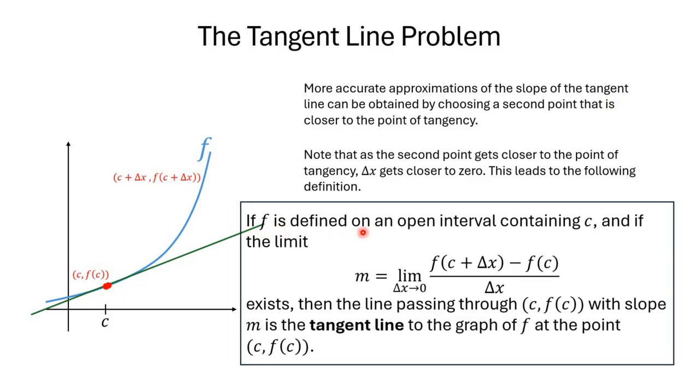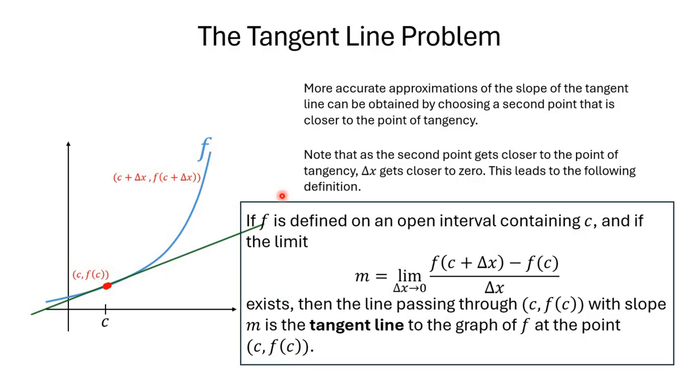If f is defined on an open interval containing c, and if the limit m equals the limit as delta x approaches 0 of f of c plus delta x minus f of c, all divided by delta x, exists, then the line passing through c comma f of c with slope m is the tangent line to the graph of f at the point c comma f of c.